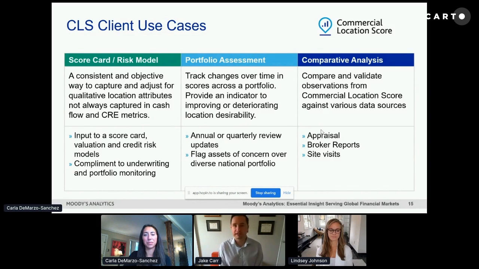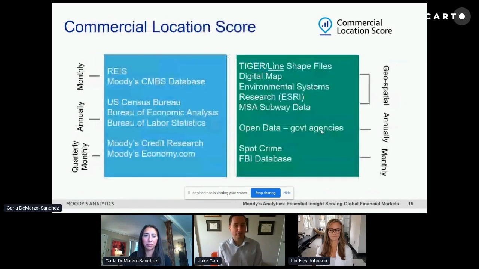We can think about portfolio assessment or tracking individual properties over a portfolio over time, provide an early monitoring alert for degrading locational quality of specific assets. And then, of course, we can think of some of the comparative analysis workflows. And we think CLS can be directly applied either in conjunction with or in comparison to the vast amounts of data that are being used in those data-heavy projects, such as appraisals, broker reports, and, of course, augmenting a lot of the data provided by site visits. And so those are some of the client use cases. We can also really quickly talk about some of our data sources. I said that our modeling framework was built on top of a mountain of data.